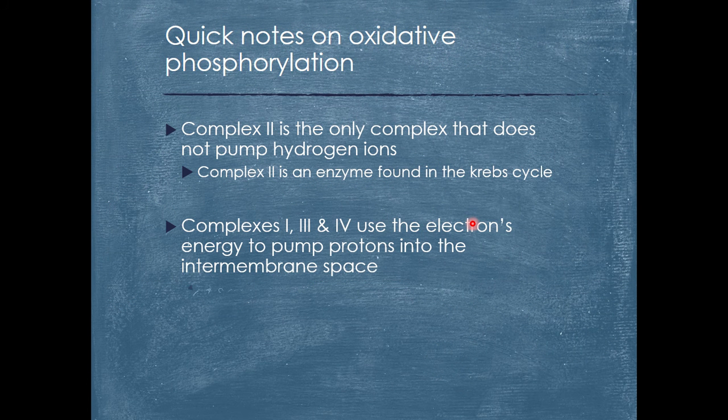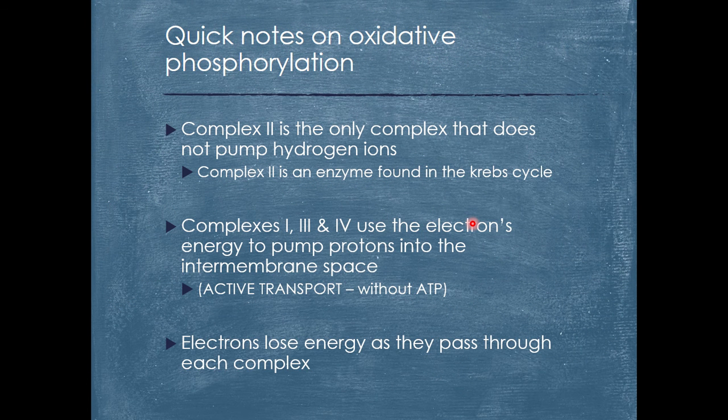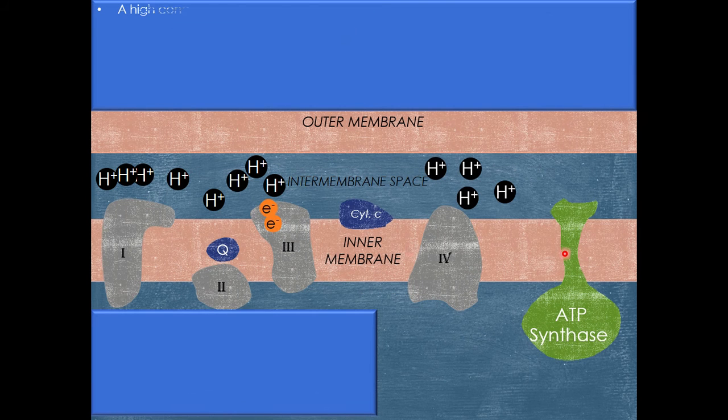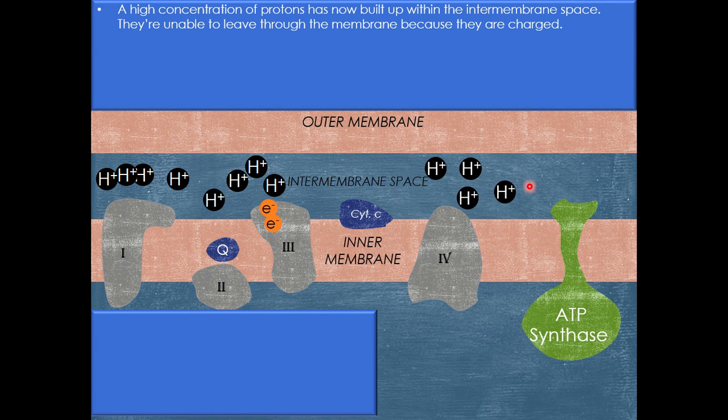So some quick notes, you can look through these yourself later. Let's get back to the nitty gritty, which is chemiosmosis. So you've got a high concentration of hydrogen ions here. This means there's a high concentration gradient between the intermembrane space and the matrix.